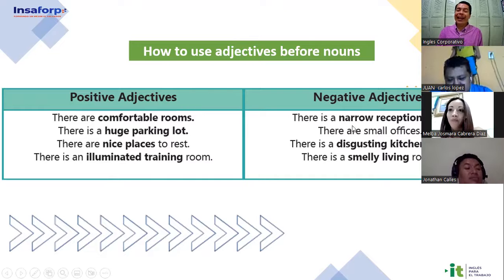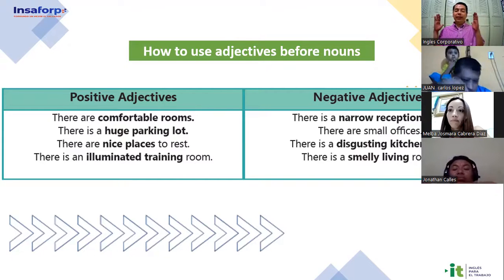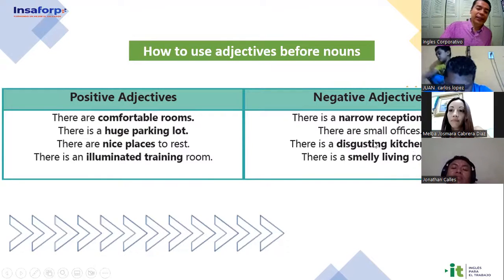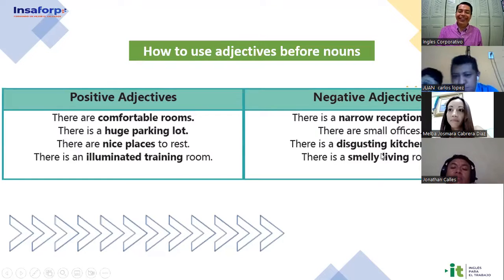Ahora, negative. Narrow reception area. Una área de recepción estrecha, ¿verdad? Que tiene que uno pasar ahí. There are small offices. Las oficinas son chiquitas, ¿verdad? Casi que uno ve al vecino ahí, ¿verdad? Okay, there is a disgusting kitchen area, right? El área de cocina del restaurante donde ustedes trabajan es fea, ¿verdad? Okay, there is a smelly living room. La sala del lugar donde ustedes trabajan no huele muy bien, ¿no? Tal vez alguien echó un poco de agua en el sillón ahí, quedó algo oloroso, no sé. O algún gatito iba a hacer su travesura ahí, pero la cosa es que huele mal, ¿verdad?